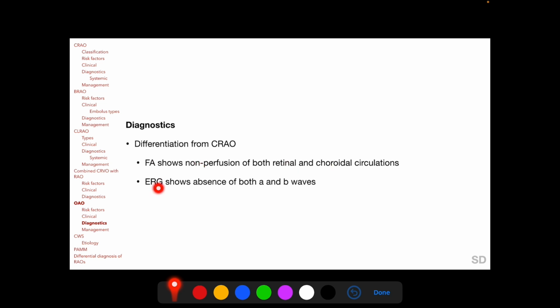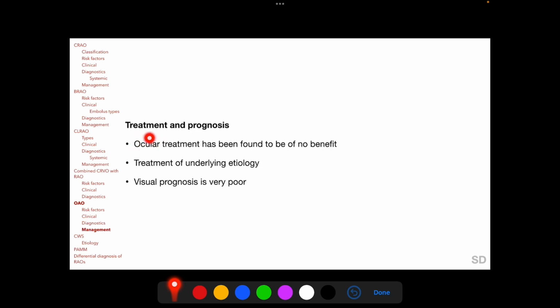And dark adapted electroretinography with a bright flash stimulus shows absence of both the negative A waves and the positive B waves, because both the outer layer and the inner layer of the retina are affected in ophthalmic artery occlusion. Ocular treatment has been found to be of no benefit, and visual prognosis is very poor in eyes with ophthalmic artery occlusion, but if any underlying etiology is detected, it should be treated.